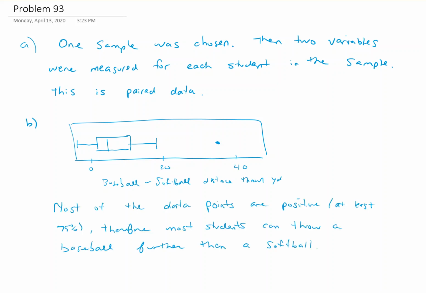Now, in this problem, it's clear that on the box plot most of the data points are above 0, and even the first quartile, the 25th percentile, is above 0. So it's pretty clear. Sometimes you can't be quite as definitive as my statement here, but because at least 75% of the data points are positive, it's pretty easy to conclude that most students can throw a baseball further than a softball. And that's true for this data and not for all data.